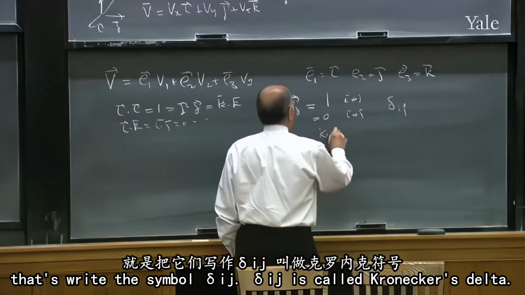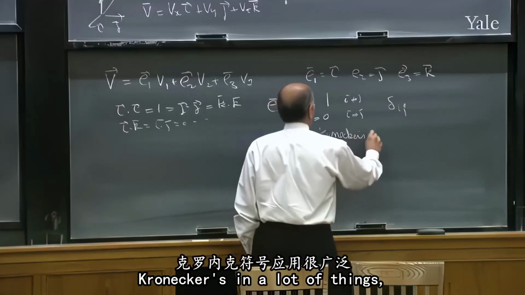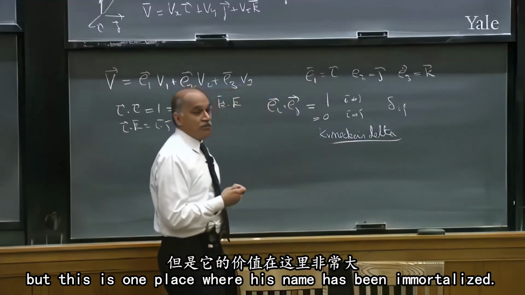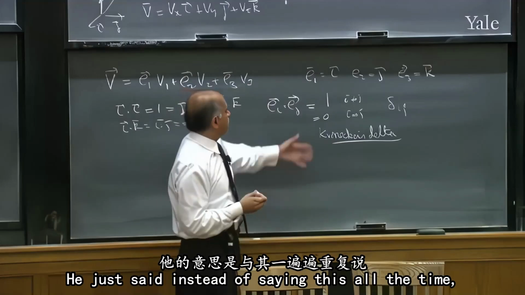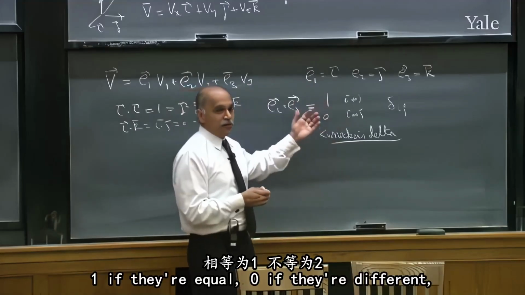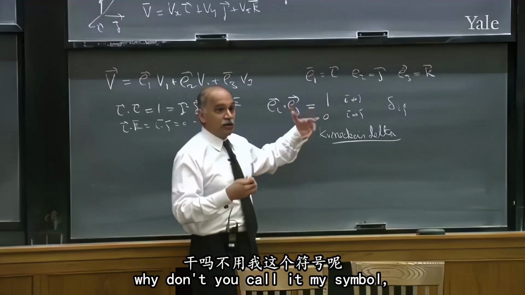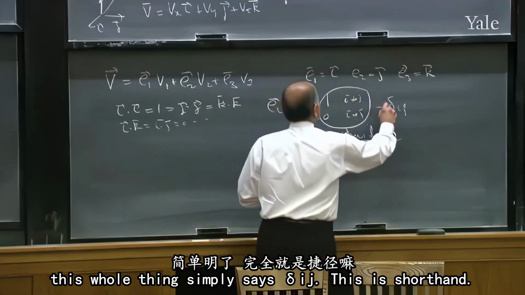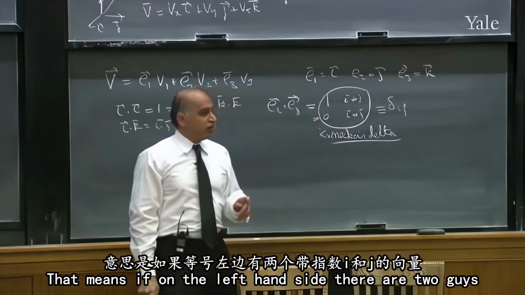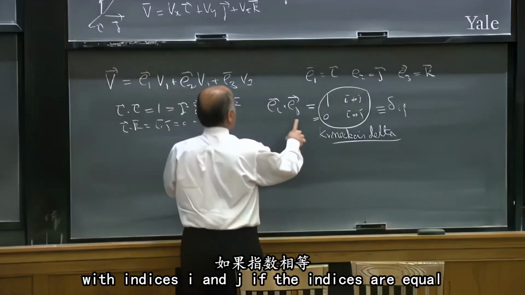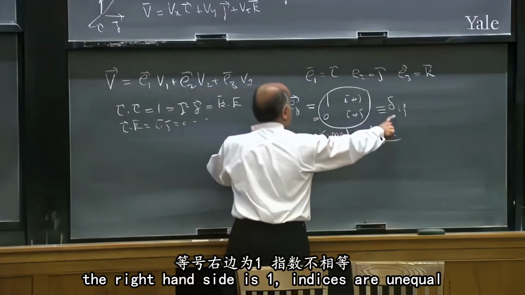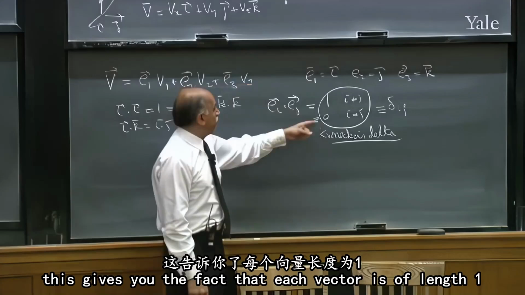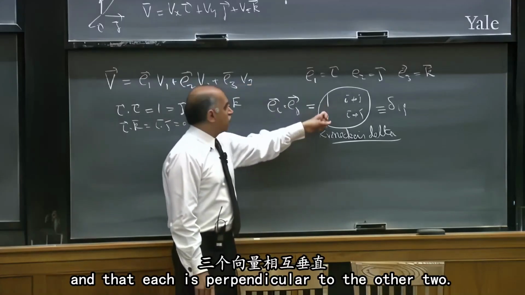Delta ij is called Kronecker's delta. Kronecker did a lot of things, but this is one place where his name has been immortalized. He just said, instead of saying this all the time, 1 if they're equal, 0 if they're different, why don't you call it my symbol, the Kronecker symbol, delta ij. It's understood that this whole thing, you simply say is delta ij. It's a shorthand. That means if on the left-hand side there are 2 guys with indices i and j, if the indices are equal, right-hand side is 1, indices are unequal, right-hand side is 0. Do you understand that this gives you the fact that each vector has length 1, and that each is perpendicular to the other 2?